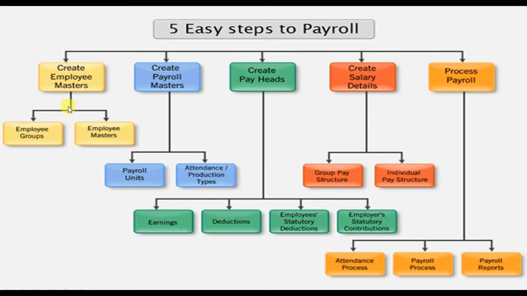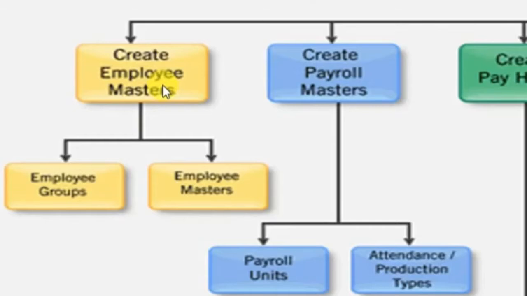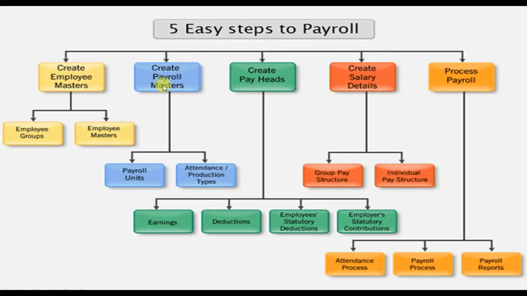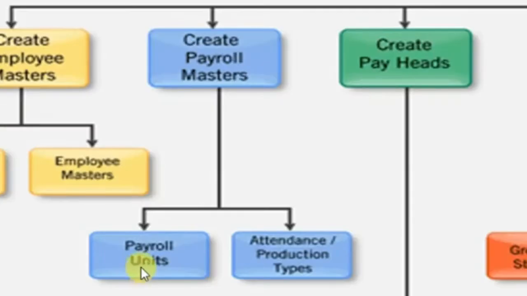So, let's come to the different steps. The master data we need to create. The first step is to create employee masters. Here we need to create 2 different master records, employee groups and employee masters. Then the second step is payroll masters. In the payroll masters, we have the payroll units and we need to create attendance production types.